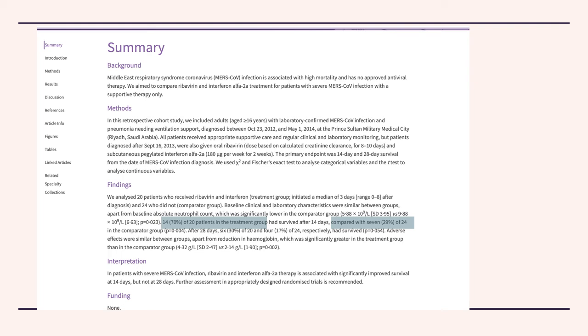So those who received the combo of ribavirin plus interferon had almost a 70% survival rate compared to a 29% survival rate. But this was again not shown at 28 survival days. It is worth mentioning that the population was also very small. It was 20 patients, like the previous study, which had 22 patients.